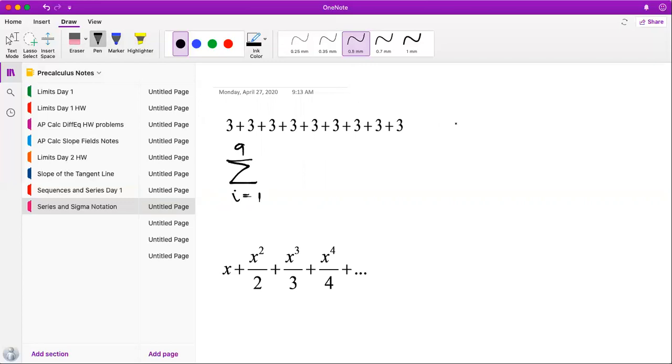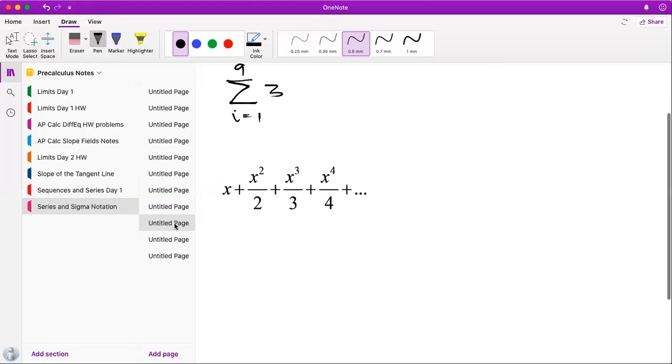And here, a sub n, this one's actually easy. A sub n is just 3. Doesn't matter what the index is. The term is always 3. So, boom, done. And now this one is a bit trickier.